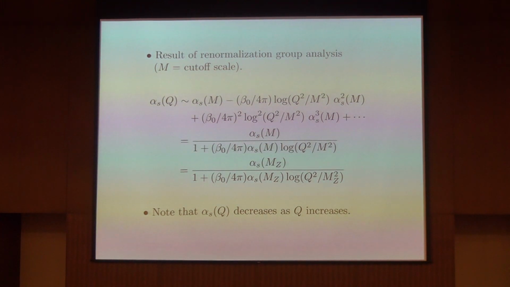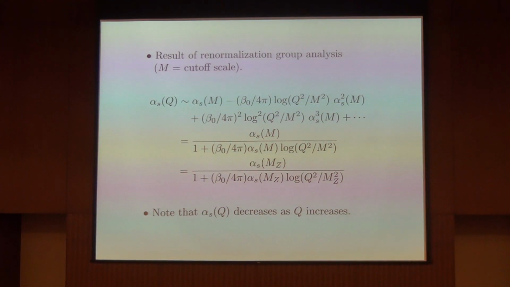What happens there? Now it's turned into something of quite a different shape. And it didn't really matter what m was. You can also write the same thing as alpha strong of mz divided with an alpha strong of mz here. Either way you write it, as q squared gets to be bigger and bigger, alpha strong of q gets to be smaller and smaller, because the log of q squared is in the denominator, and because that's a plus sign.